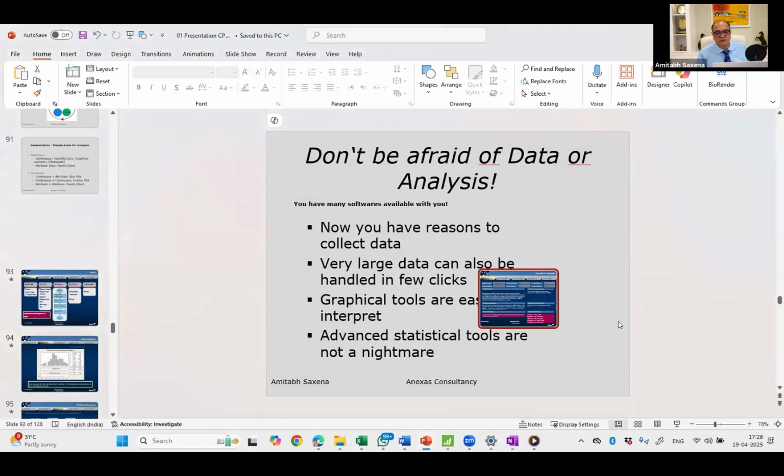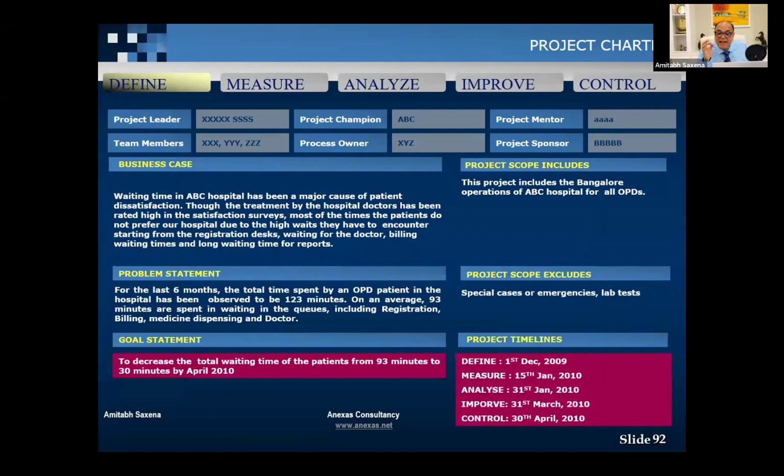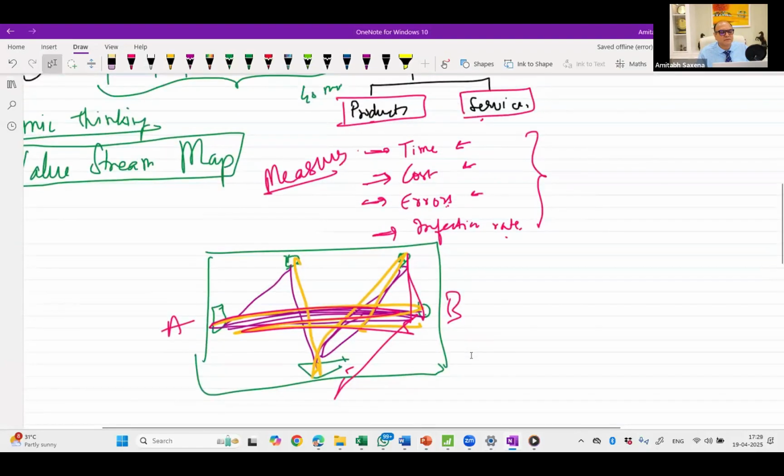Okay, I'll just show you some simple projects. PDSA project, DMAIC project, they are all systematic approaches of doing improvements in our hospitals. What is a project? Let us learn about the difference between process and project. Let us understand that first.